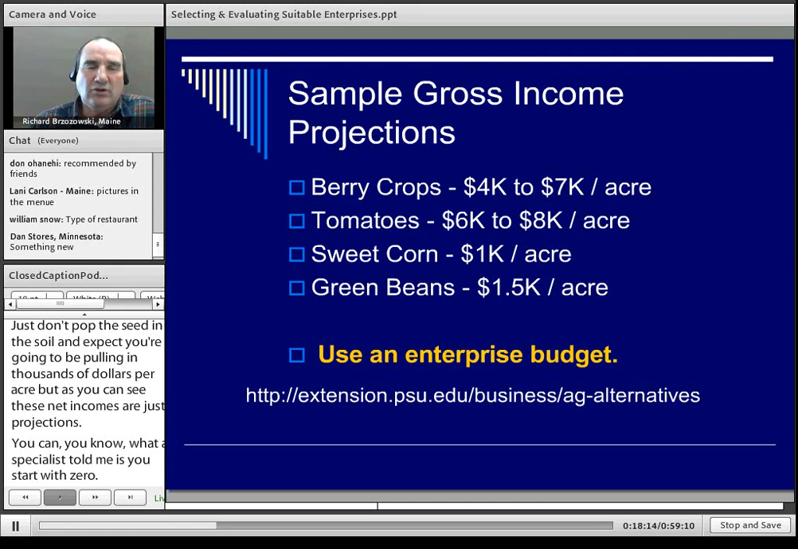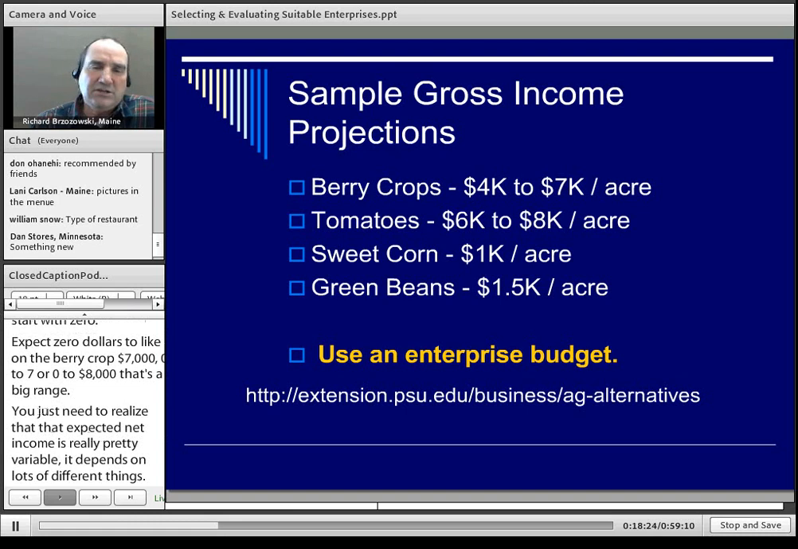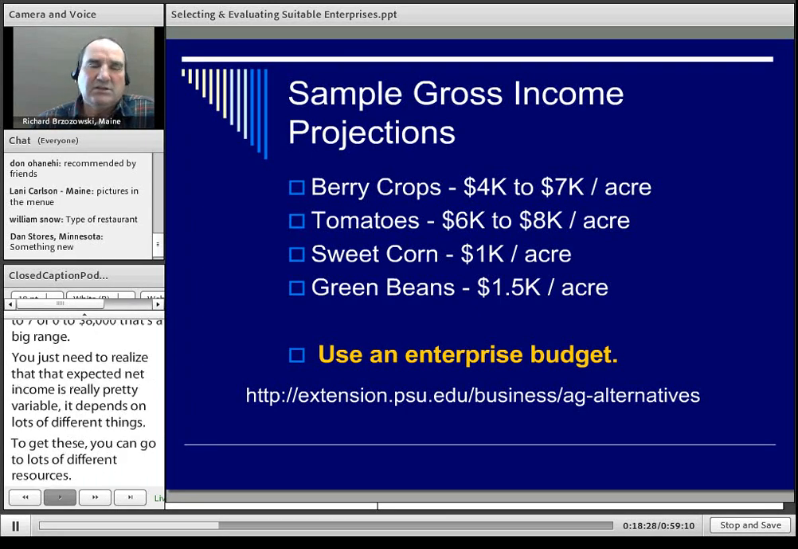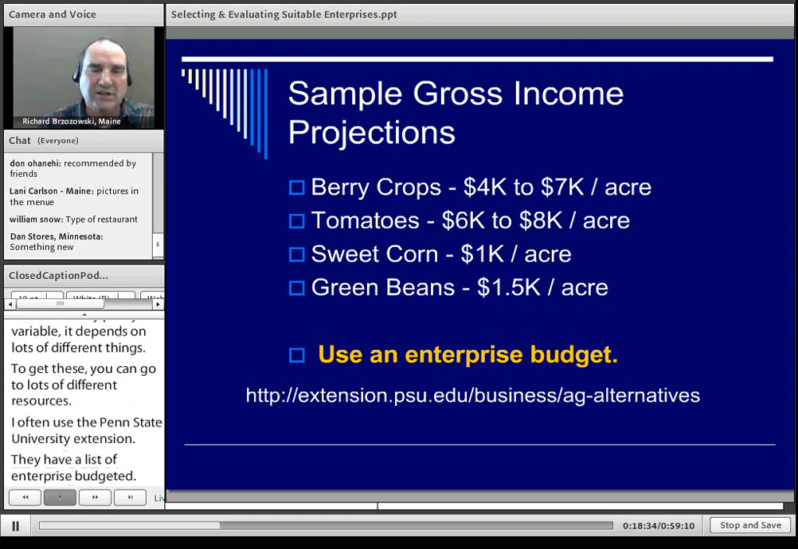It depends on lots of different things. To get these, you can go to lots of different resources. I often use the Penn State University's Extension. They have a list of enterprise budgets. You can see there's the link at the bottom of the slide. But if you did a search of agriculture alternatives or alternative agriculture Pennsylvania, you'll get to the same thing. They're broken down not just by horticultural crops, but also by livestock and other types of enterprise.